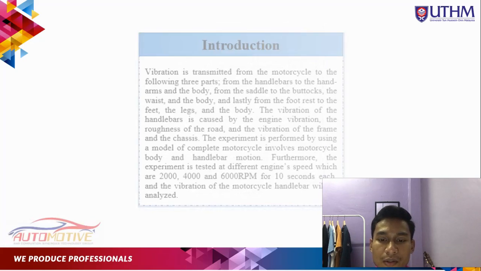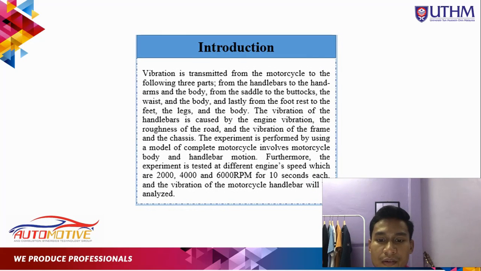Move on to the next topic, which is the introduction. Vibration is transmitted from the motorcycle to the following 3 parts. The first one is from the handlebar to the hand, arms and the body. The next one is from the saddle to the buttocks, the waist and the body. And the last one is from the footrest to the feet, the legs and the body.